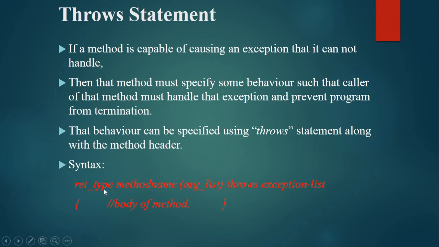Okay, for that our syntax will be: return type, method name, argument list, meaning this is our method, and after our method we put the throws keyword, and after it we specify which exceptions can occur in this method. So here is our exception list. If handling is not possible by the method, then the method must specify some behavior such that the caller of the method must handle that exception and prevent the program from terminating.